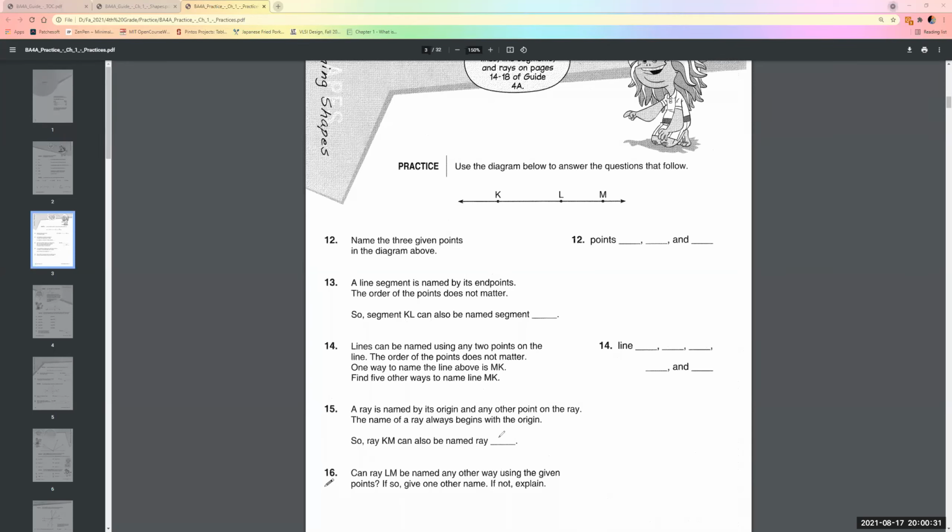Right. So unlike our line segment up here, because we are a ray, we have to start with K. But unlike a line segment, we can choose any point on this ray to call our other point. So if there was a point L right here, we could have called it that, or point M. This is a similar concept to a line versus just a segment.